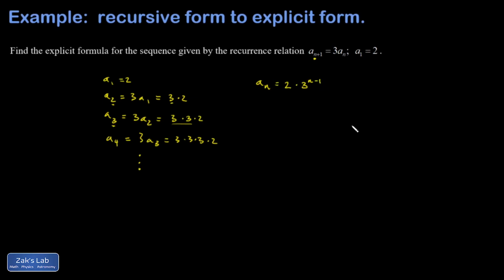And then I do just a quick, at least mental check to make sure this is all working out. When I plug in n equals 1, I get 2 times 3 to the 0, which is 2. I plug in n equals 2, and my explicit formula gives me 2 times 3 to the 2 minus 1, which is 2 times 3, giving me 6, and so on and so on. It looks like it's generating the right terms.